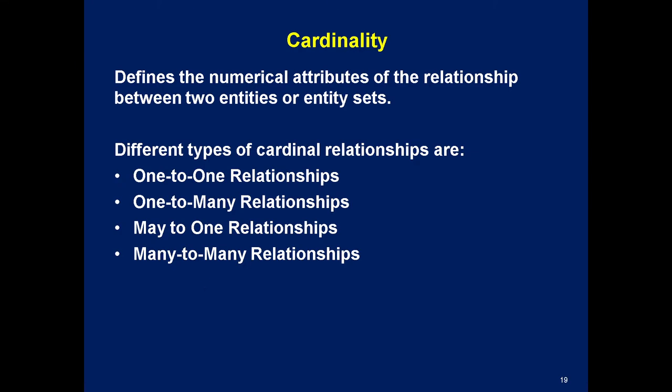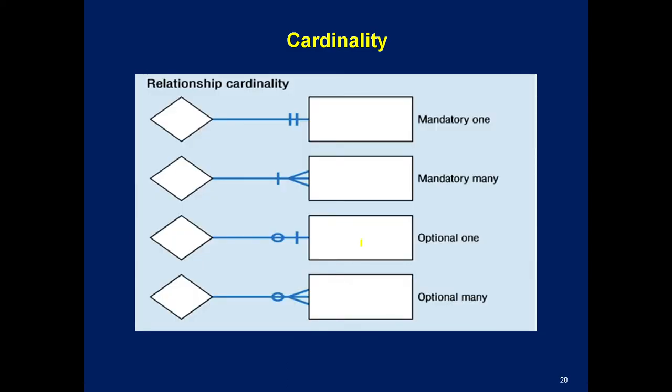The different types of cardinality relationships are one to one, one to many, many to one, and many to many, which leads us to this. A mandatory one and only one. This can be read as one and only one or mandatory one. One or many, mandatory many. And then optional one, zero or one, zero or many.